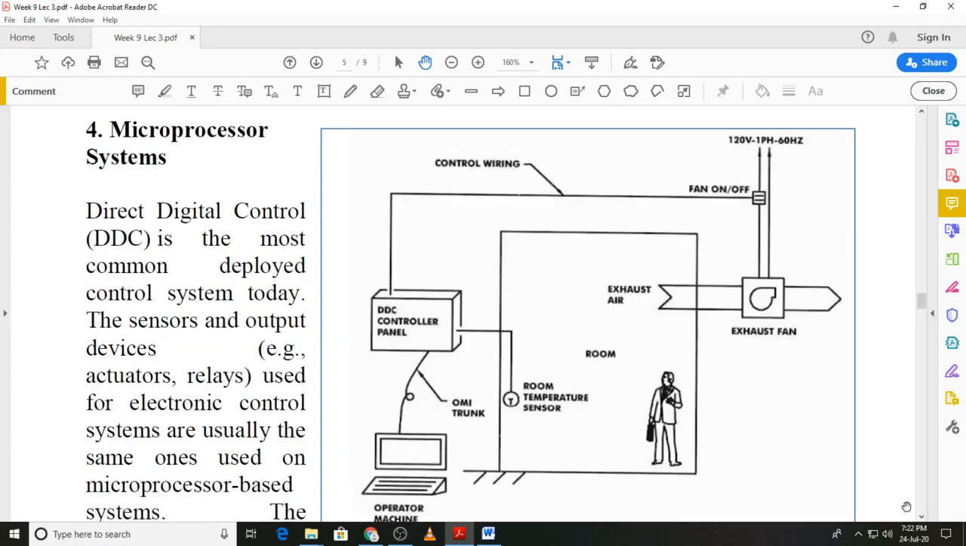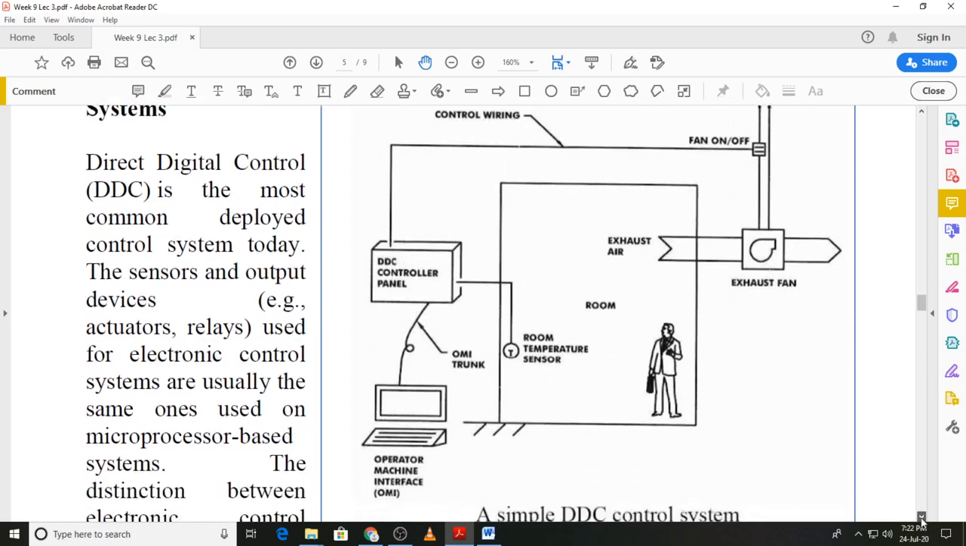Next we come to microprocessor systems, and the most commonly used control system in modern day applications is the direct digital control or DDC system, and it requires microprocessors, as the name implies, for handling various inputs and generating a number of outputs which can then control several different devices at the same time.